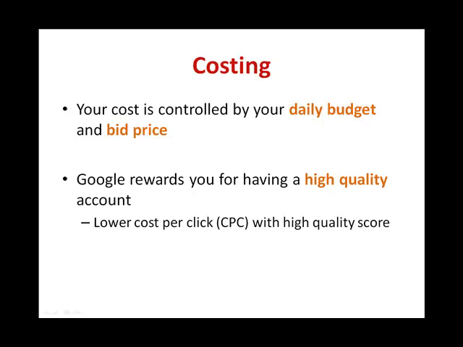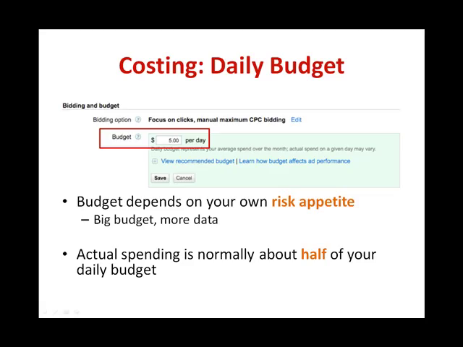Now let's talk about costing. With Google AdWords, you can control your advertising costs through a daily budget and bid prices. Google also rewards you for having a high quality score. This means that if you have a high quality score, you pay a much lower cost per click. By setting a daily budget, you will not spend anything more than what you set for your daily budget. This means that if your budget per day is $5, Google will make sure that you only spend a maximum of $5 a day.